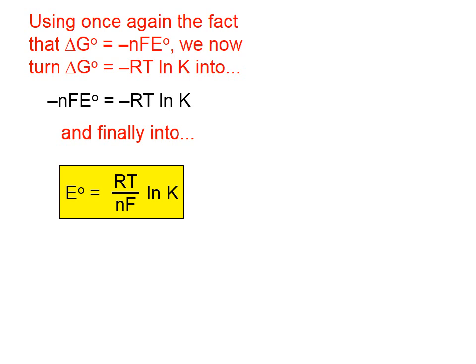8.314 joules per mole Kelvin, T is the temperature in kelvins, N is the number of moles of electrons, F is Faraday's constant, 96,485 coulombs per mole of electrons.